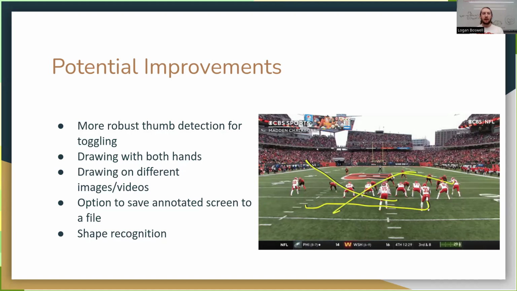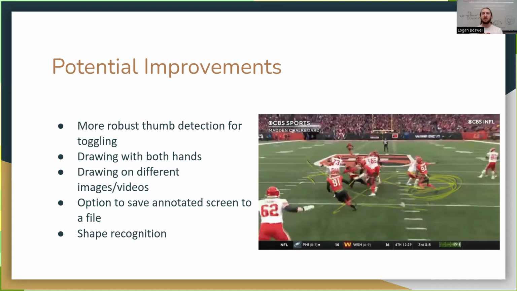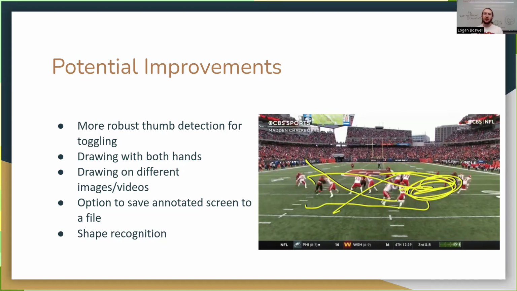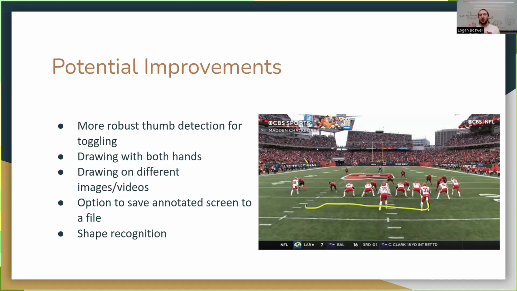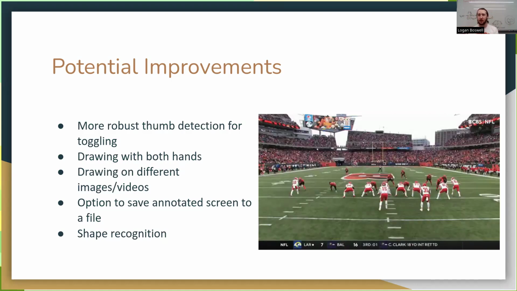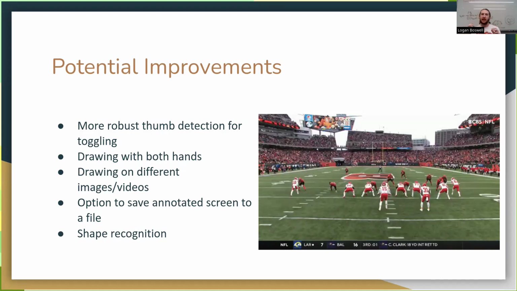And here, some potential improvements could be more robust thumb detection for toggling. I think I mentioned that before in this presentation. Even though I added the two-layer check for joint angle and then also distance, sometimes there can be cases where the cursor is accidentally toggled on when you don't actually want it to be. If I spend a little more time, I could make that a little more robust.